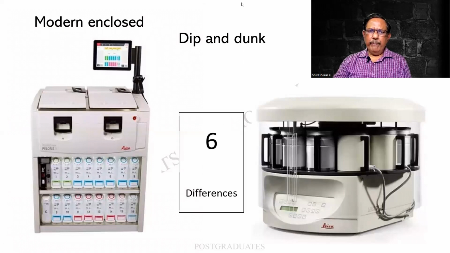This is a dip and dunk. In one condition, the tissue is dipped in each and every jar, and then it goes on to the next jar. In dunk, the tissue is left as it is, and then the reagent is poured onto it. This is a modern enclosed one, and this is the earlier version of the histokinette. I would like you people to kindly write any six differences between these two.